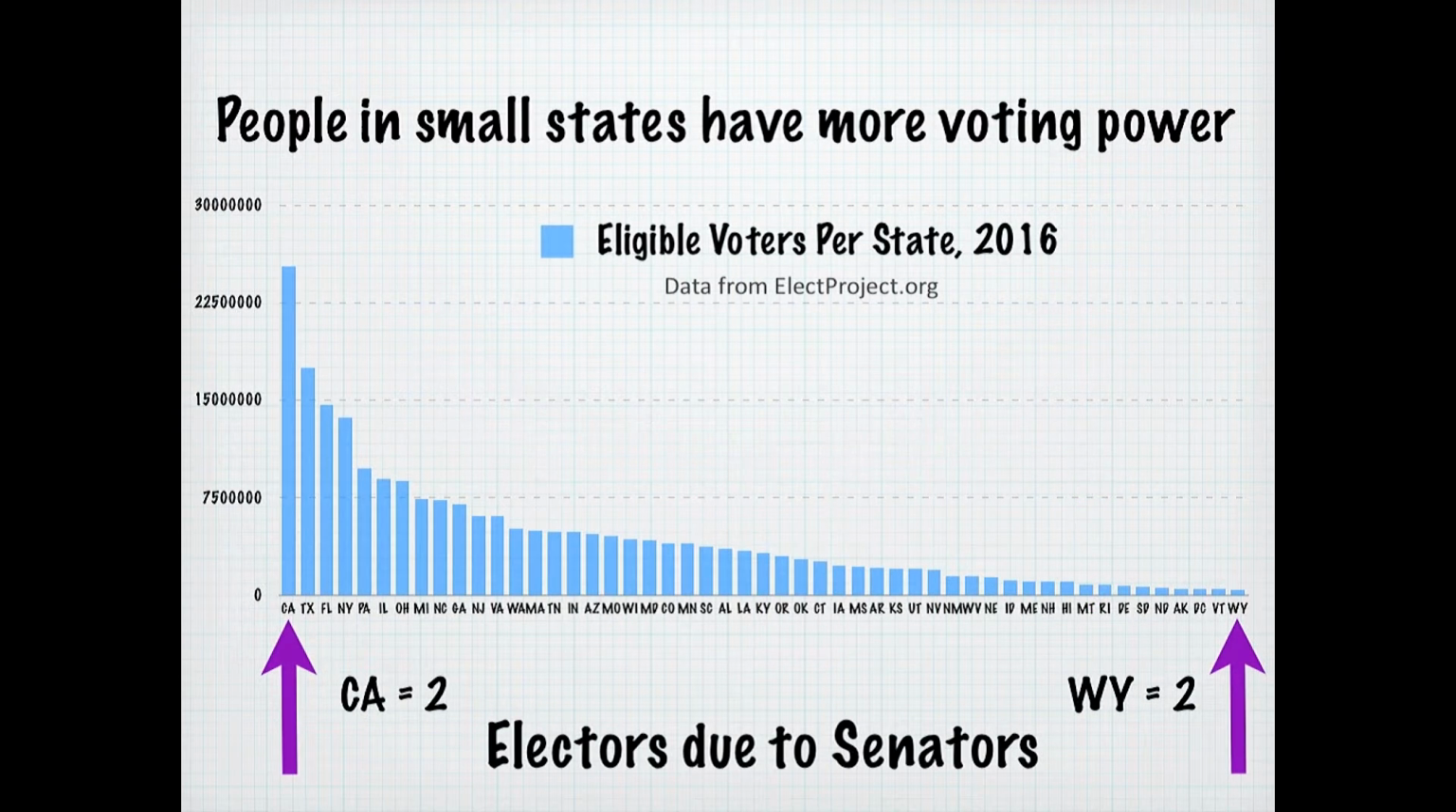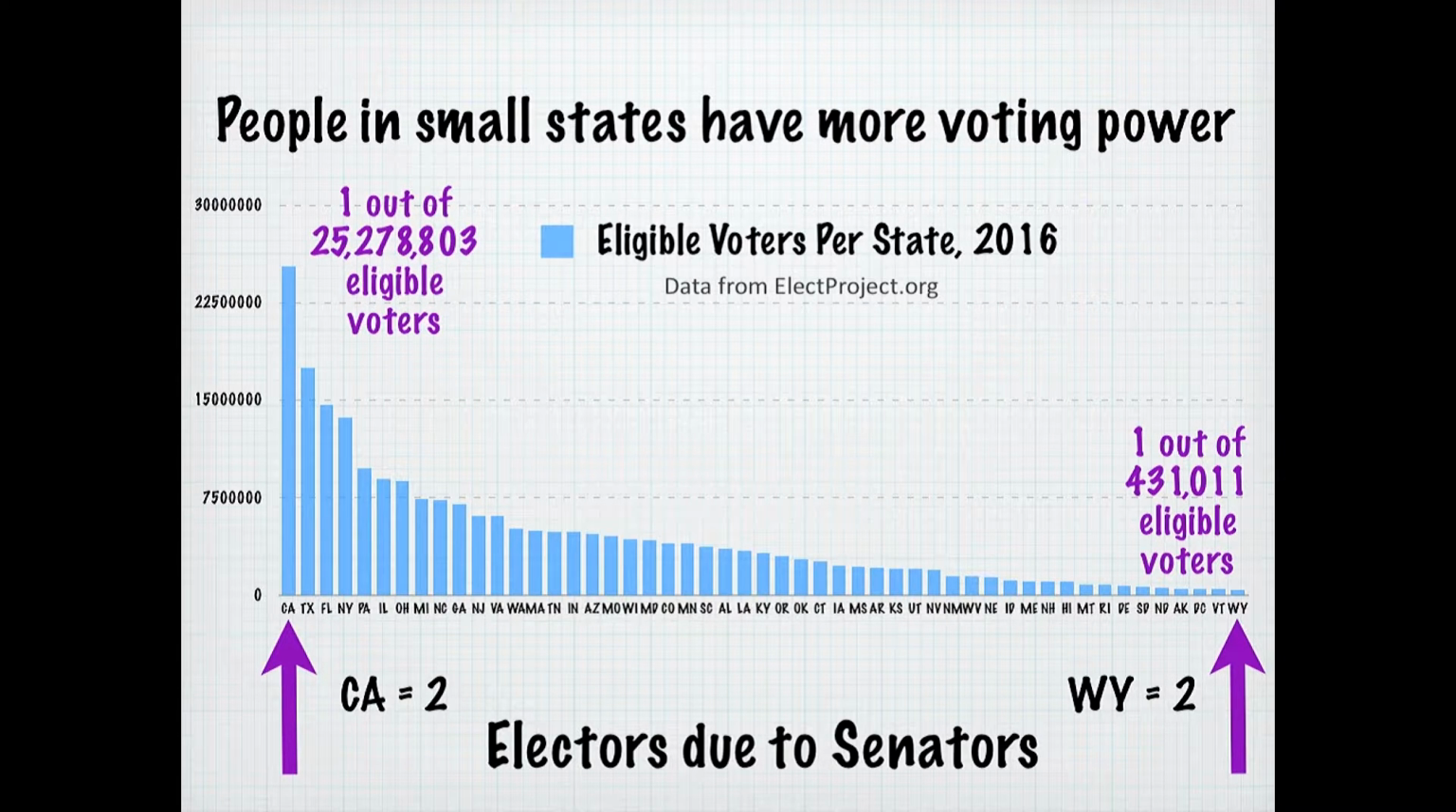When looking at California and Wyoming, we can see that a citizen in the small state of Wyoming has more voting power because each citizen is 1 out of 431,011 eligible voters, whereas in the large state of California, each citizen is 1 out of 25,278,803 eligible voters. In other words, each citizen in a small state has greater influence because smaller states have fewer voters per electoral vote.